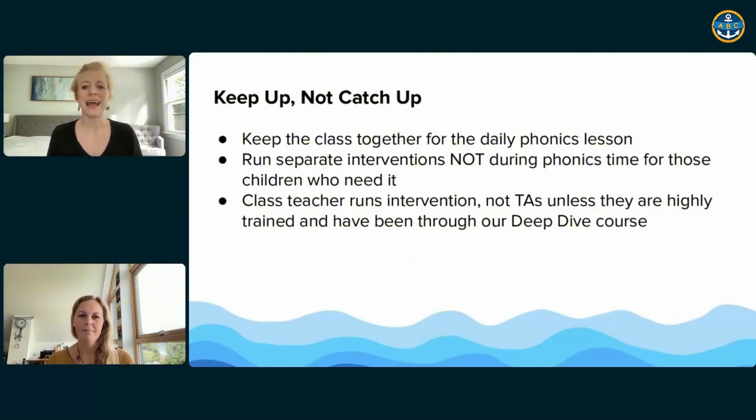Also, we believe that anyone running the AAP Plus intervention needs to have completed our deep dive training and fully understand how the AAP Plus intervention process works. We'll be exploring this further in our final session of this course, but if you can, start making plans now for teachers to be delivering any intervention small group.